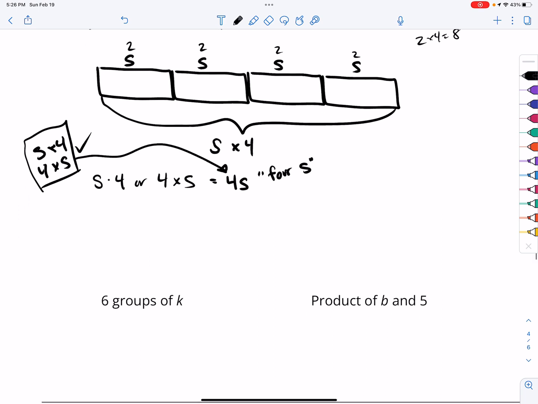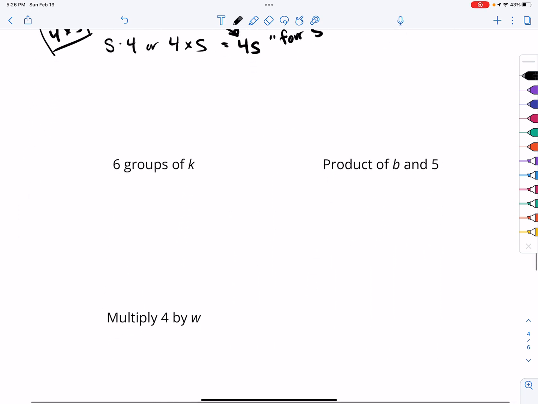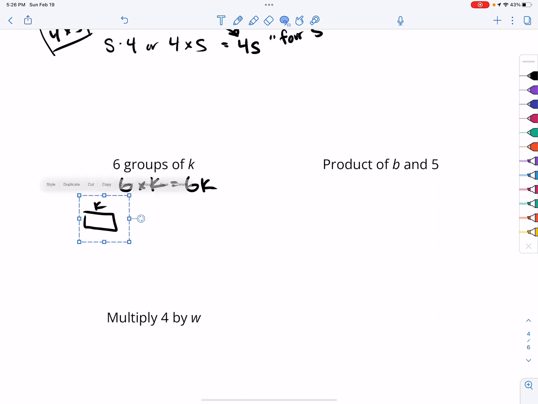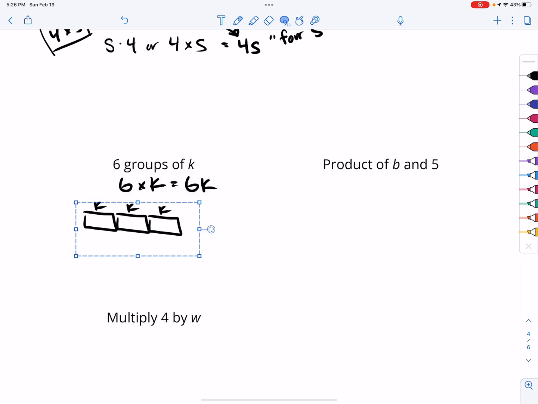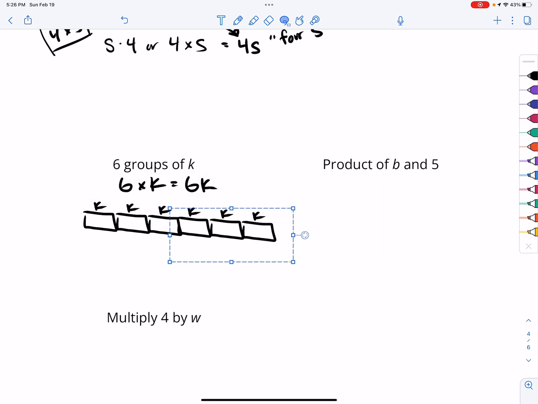So 6 groups of k would be 6 groups of k, or 6k. So the 6 groups of k, I could do a picture. Here's this, and that's a k, and we would have that 6 times. In this case, I will draw it out because we've got it, so we might as well. 6 isn't too bad, but you could then see that we have k 6 times.